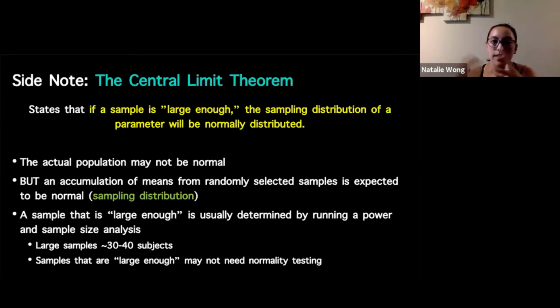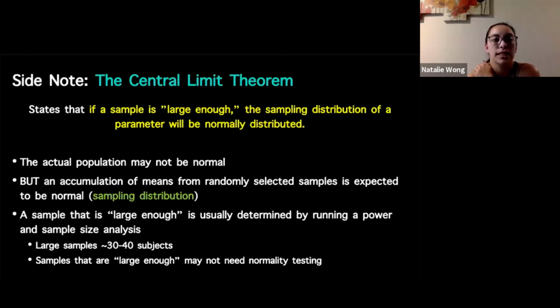Samples that are smaller than that might be more subject to problems with distribution shape. But because of this central limit theorem, we say that if you have a sample of 30 people or more, in most cases you don't really need to do normality testing because they should automatically follow that sampling distribution normal curve. So again, central limit theorem: if you have a large enough sample, it should automatically assume a normal distribution to match the sampling distribution of a population.